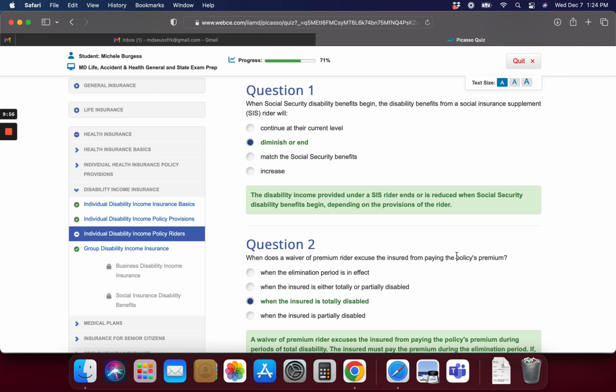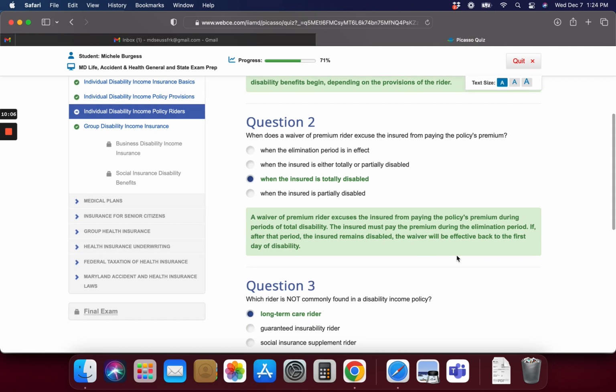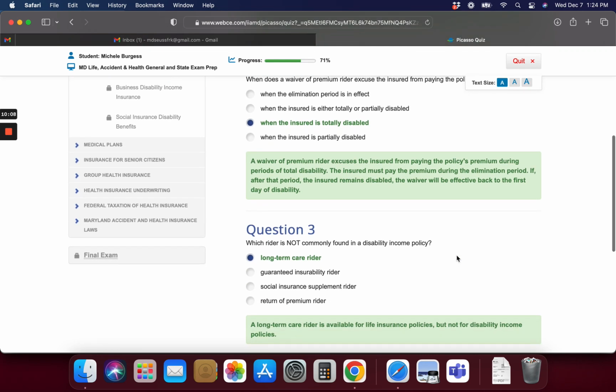All right, when Social Security benefits begin, the disability benefits diminish or end. When does a waiver of premium rider excuse? When the insured is totally disabled. All right, which is not commonly found in a disability income policy is a long-term care rider. That's because they're going to need assistance forever, so that would make sense.